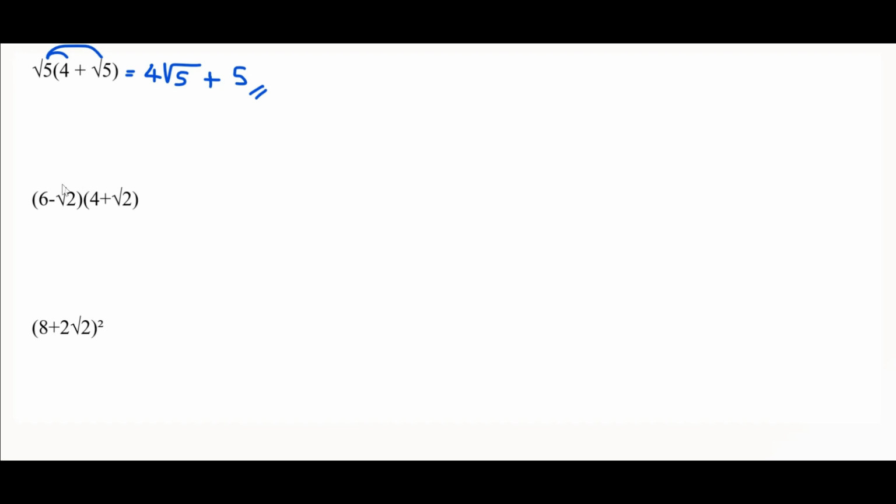Second question, we've got two brackets, so we need to multiply across. This gives us 24 plus 6 root 2 minus 4 root 2 minus 2. Now collecting the like terms, this leaves us with 22 plus 2 root 2 as our final answer.